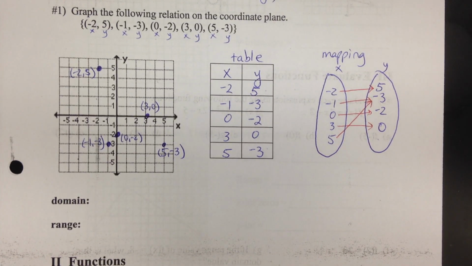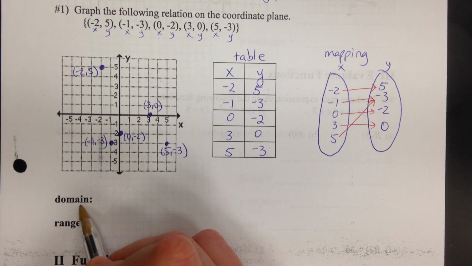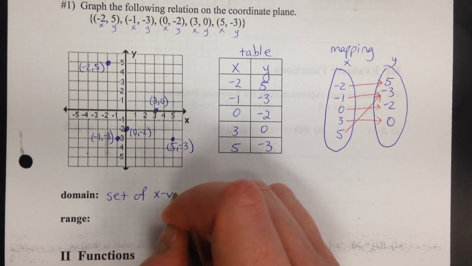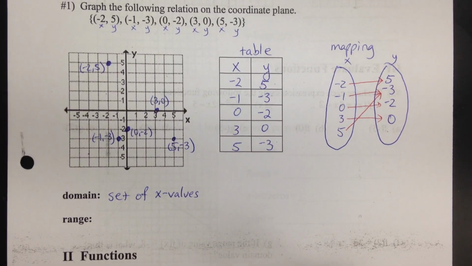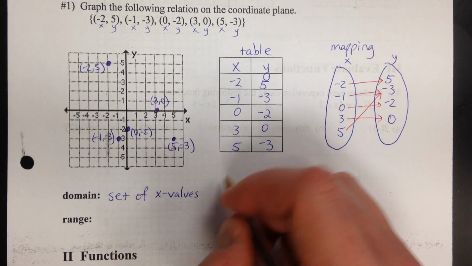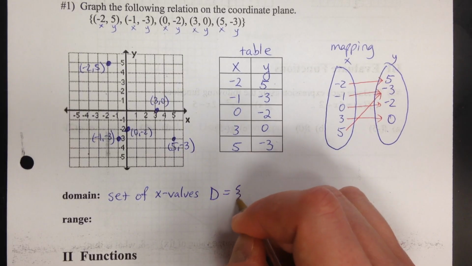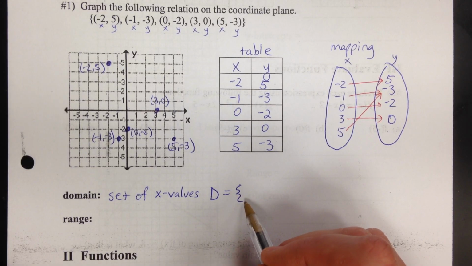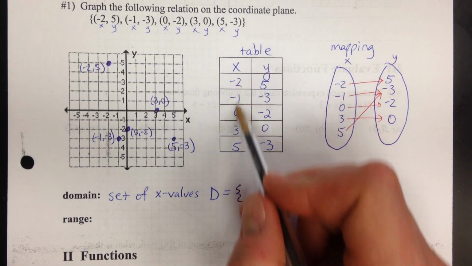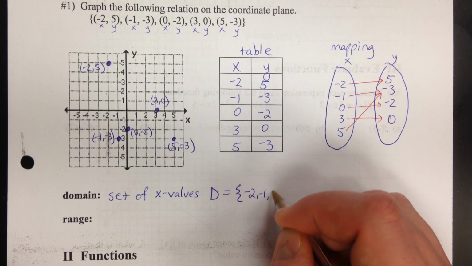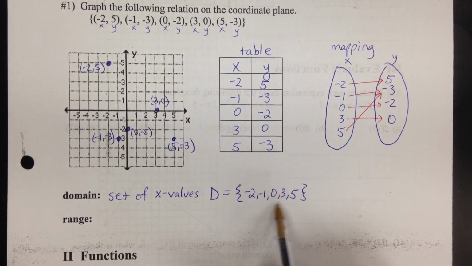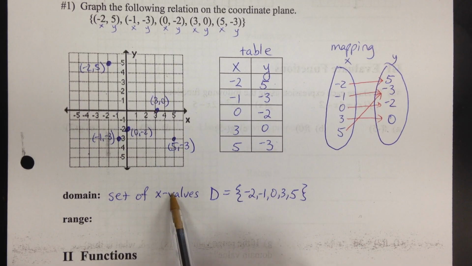Now this leads us to a couple very important words, domain and range. Domain is the set of x values. And the way we would write this, in this example for this relation, we say D equals, the symbol for set is this kind of squiggly bracket here. When you see that, that means set. And then we're going to write all the x values. So I'll use it from the table. Negative 2, negative 1, 0, 3, 5. And then I'm going to close the set. So these are the 5 values in the domain, the set of x values.